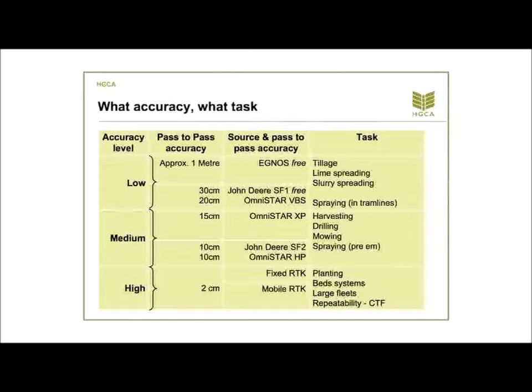Then the medium level accuracy system, these are the satellite systems that you probably pay a subscription for. The John Deere SF2 system, the OmniStar HP system and things like that, you'd use certainly for spraying, certainly pre-em or where you can't see the tram lines yet anyway, mowing, drilling, harvesting and those sort of applications. And then the high level accuracy, we're talking about RTK principally here, where we really need lots and lots of accuracy. So planting, when you're involved in bed systems, or when you need a lot of repeatability, such as the controlled traffic farming application, or sometimes when someone has a large fleet of tractors and they don't want to pay individual licenses for the receivers, then the RTK can overcome that problem.